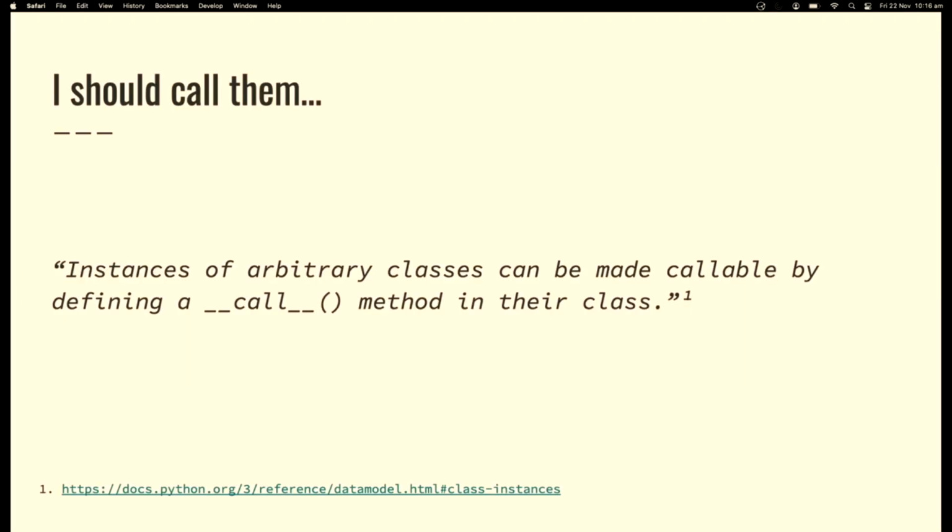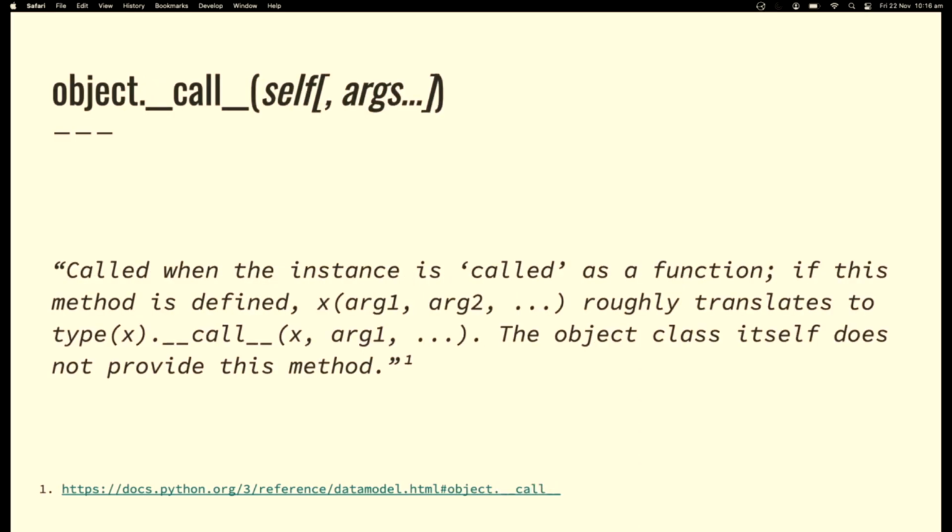I go to Google and I type in, how do I make a Python object callable? I fight for my life with a generic AI response, realize that I burnt through several bottles of water, feel a little bit bad, click on the first link, and this is what I get. So instances of an arbitrary class can be made callable by defining a call method in their class. Cool. What's the call method? Called when an instance is called. Kind of a bit circular there. But again, the object class does not provide this method.